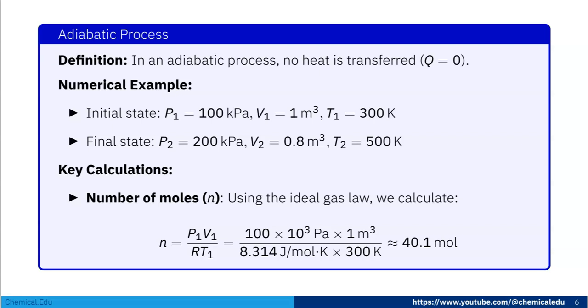So here is the numerical example. Initial state P1 is 100 kilopascal, V1 is 1 meter cube, T1 is 300 Kelvin. Final state P2 is 200 kilopascal, V2 is 0.8 meter cube, T2 is 500 Kelvin.